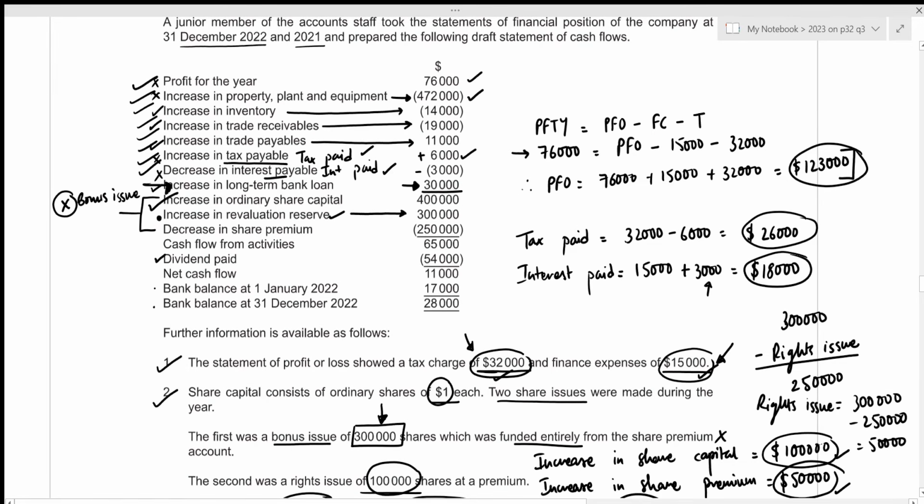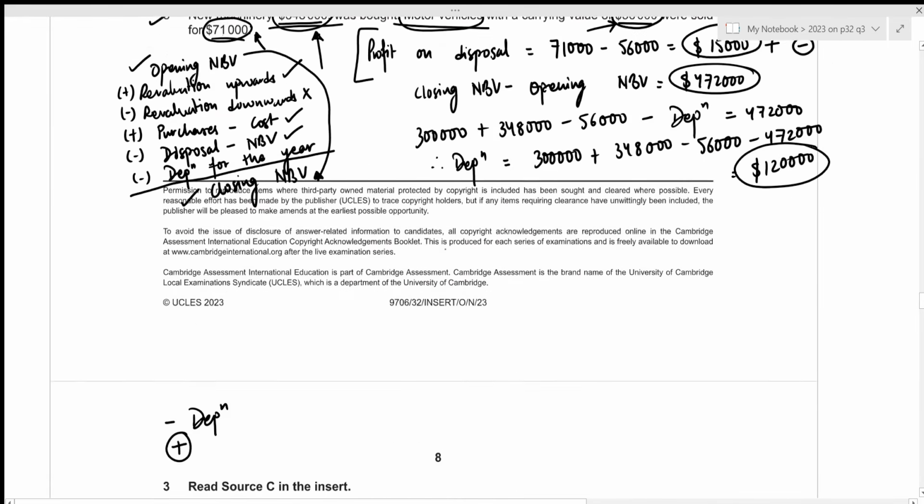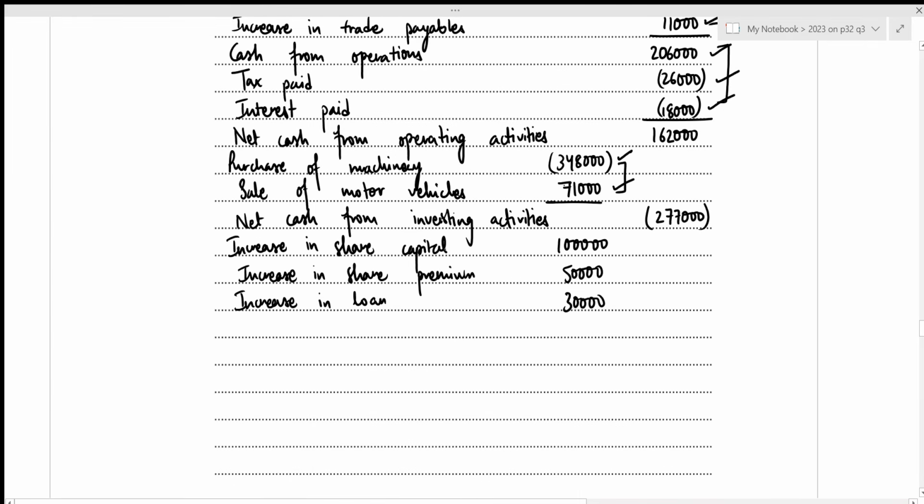Okay, then we've included the increase in ordinary share. We included the increase in revaluation reserve while calculating our depreciation. We've adjusted the share premium. Then there's dividend paid, which is also a part of our financing activities, and this will be a cash outflow. So we need to subtract this amount of 54,000. And that's all for our final section as well. So that's 54,000 we need to subtract because these are the dividends paid.